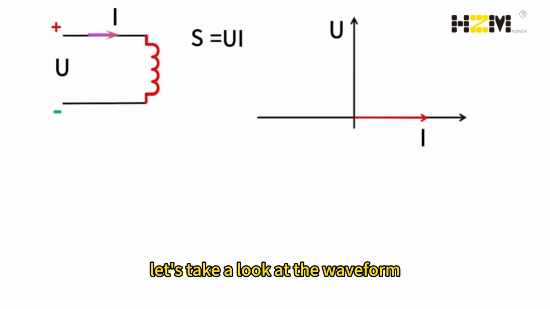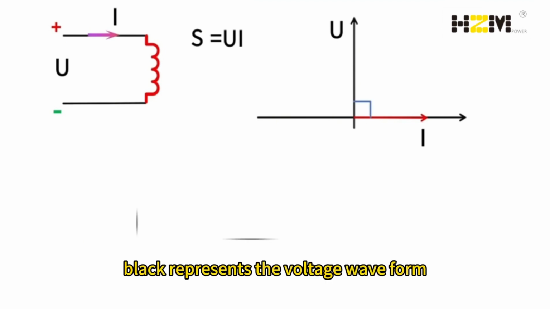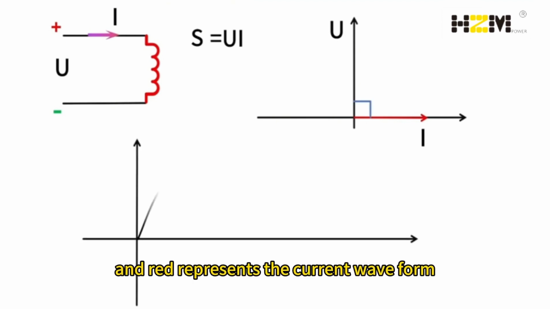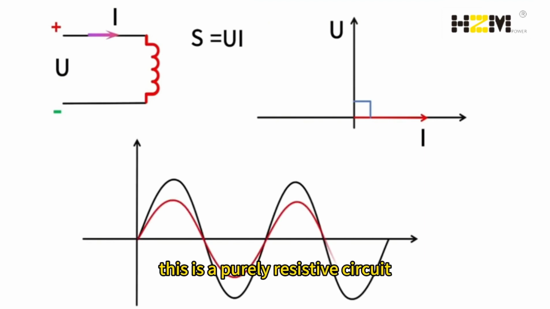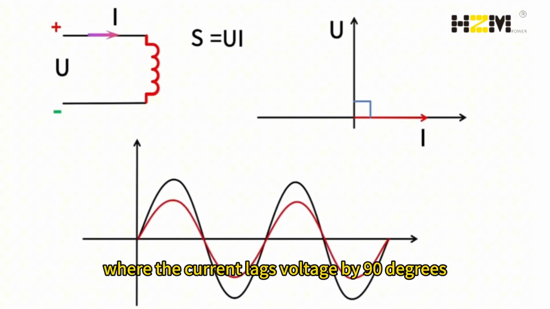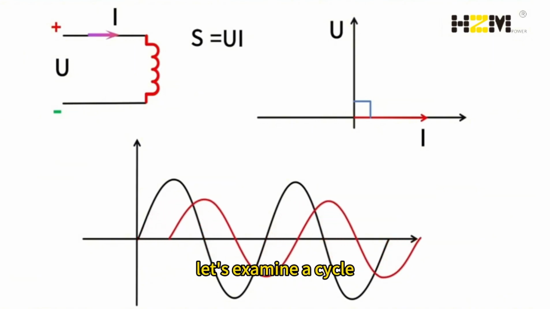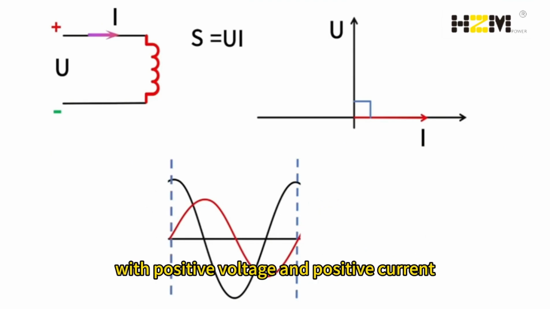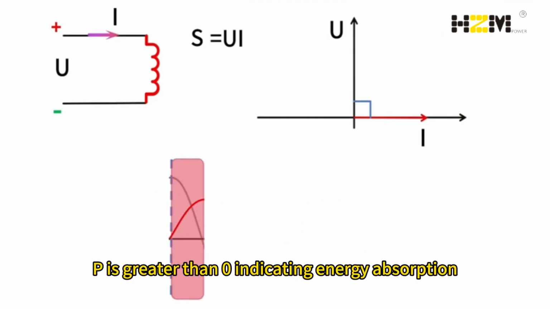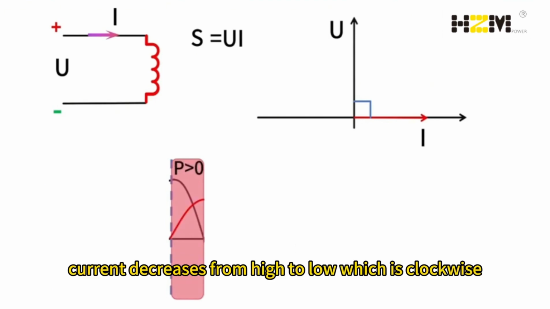Let's take a look at the waveform. Black represents the voltage waveform, and red represents the current waveform. This is a purely inductive circuit where the current lags voltage by 90 degrees. Now let's look at power. Let's examine a cycle. In the first region, with positive voltage and positive current, P is greater than 0, indicating energy absorption. Current decreases from high to low, which is clockwise.